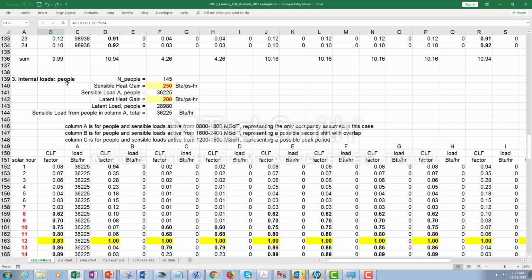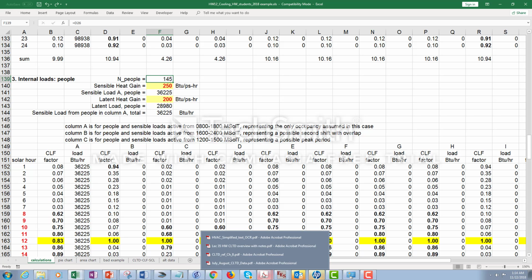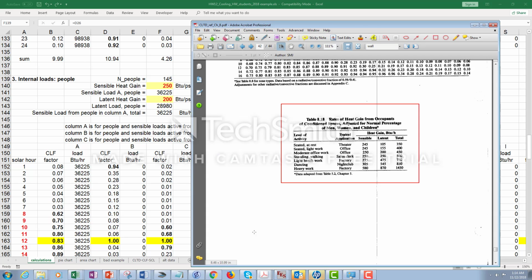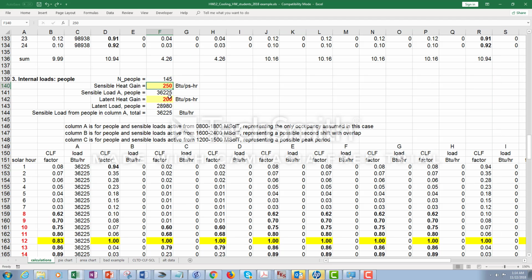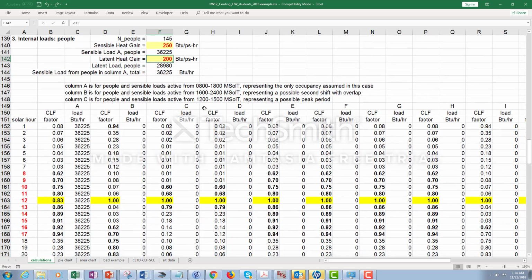Next we have people, either from the building owner or at the very least from the standard number of people per space from Standard 62. We'll have the number of people to be expected in the building. Now to get the loads, people are going to have sensible and latent loads. We've seen this kind of data before. Here's the sensible heat and latent heat. We're assuming moderate office work. Sensible 250, latent 200.